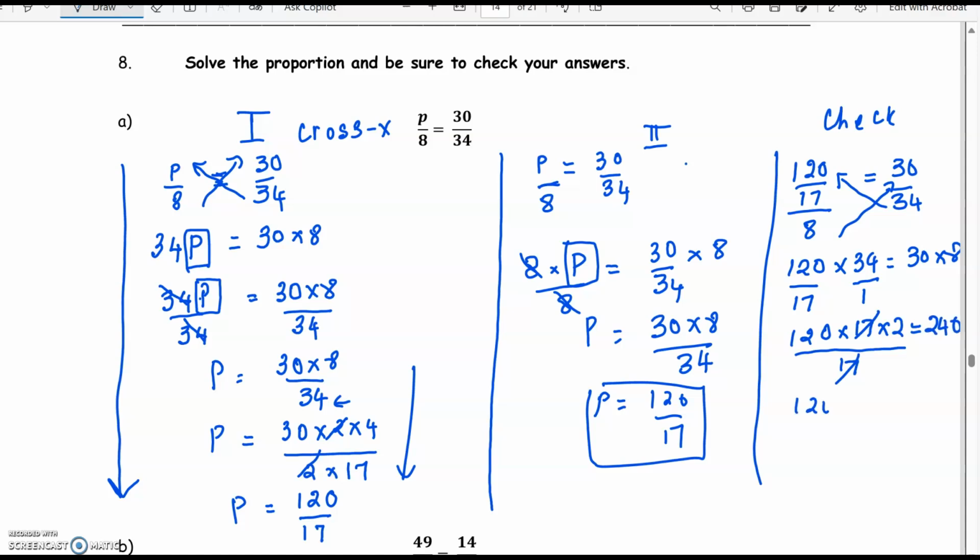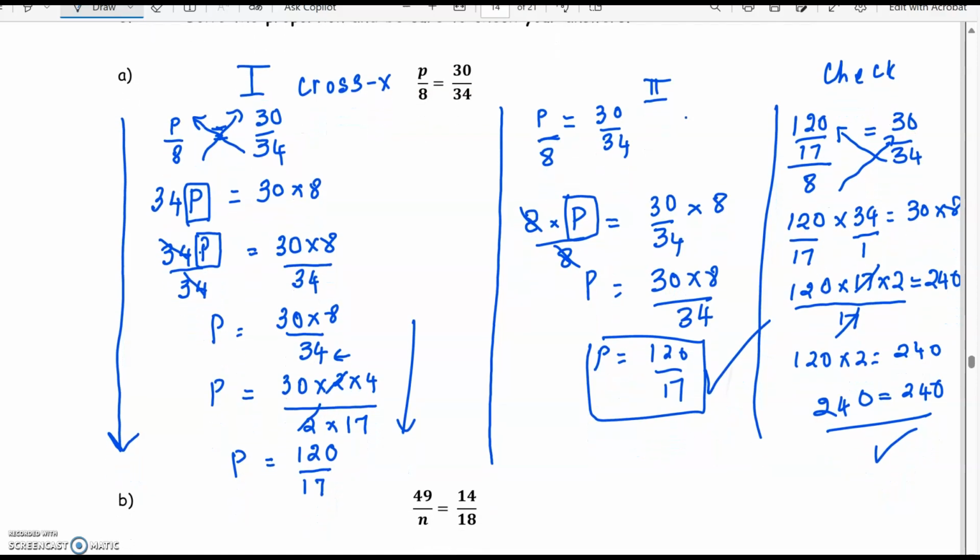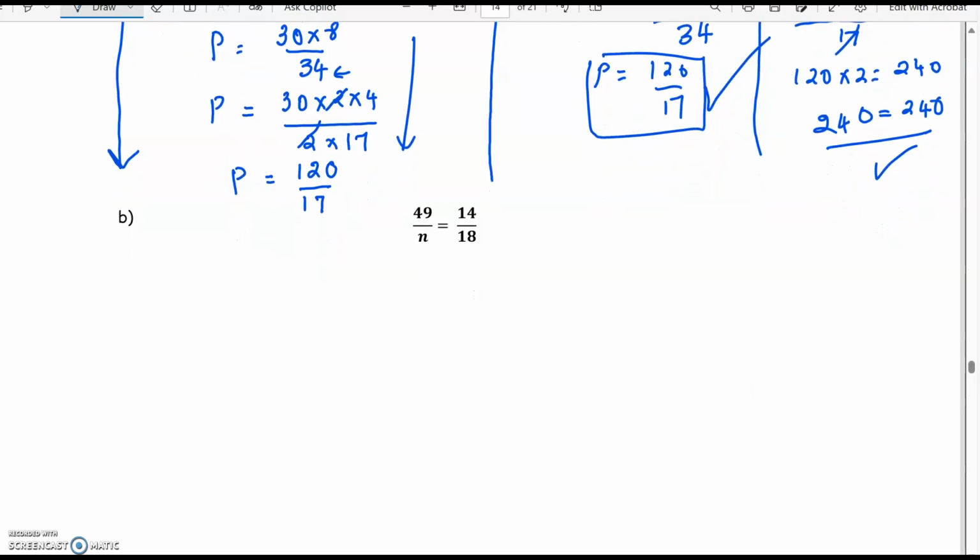So 120 times 2 equals 240, and clearly that is a true statement. If you multiply, 2 times 0 is 0, 2 times 2 is 4, 2 times 1 is 2. And what this tells us is that this answer is correct. Plug it back in to check if it works. Now let's look at one more.